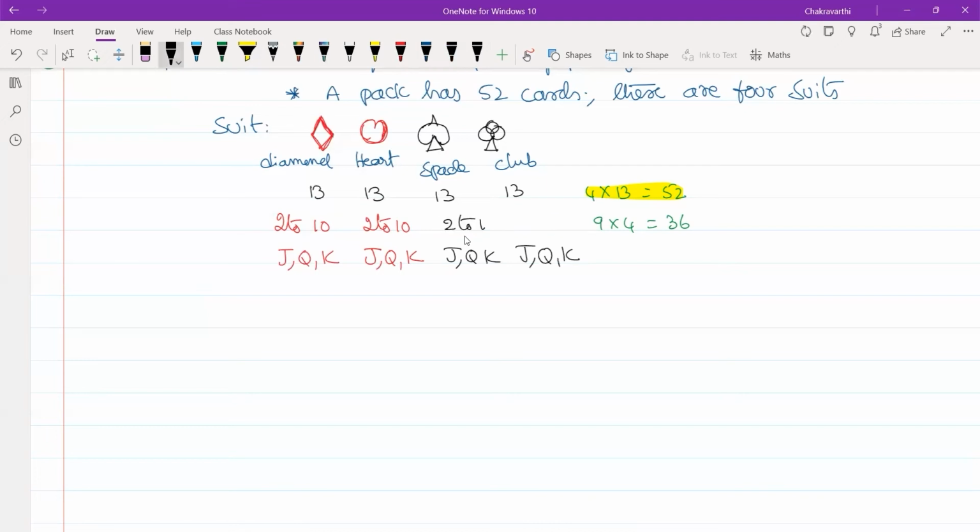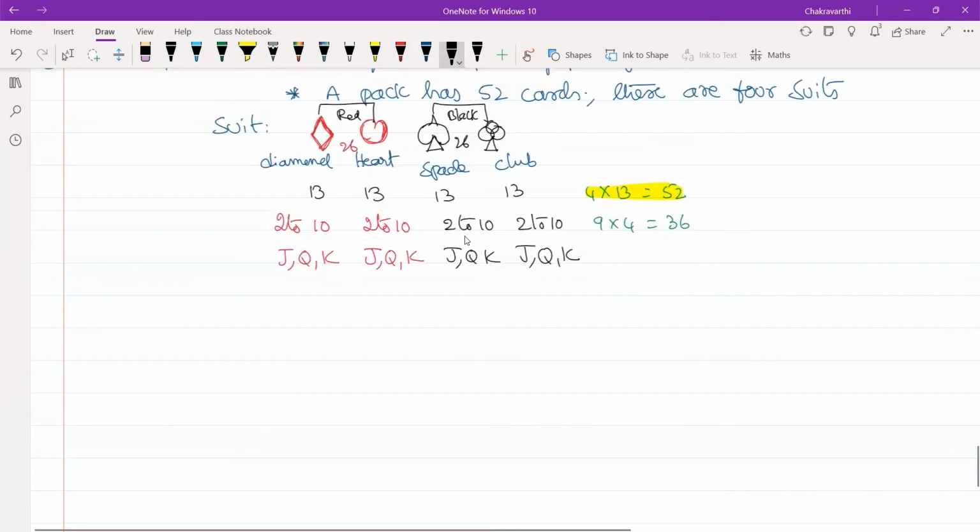2 to 10: all spade cards and club cards are black cards. Diamond and heart are red cards. There are 26 red cards and 26 black cards. By observing the color also, both are equally likely cases. These 2 are red, these 2 are black. The number of red is 26. The number of black is 26.